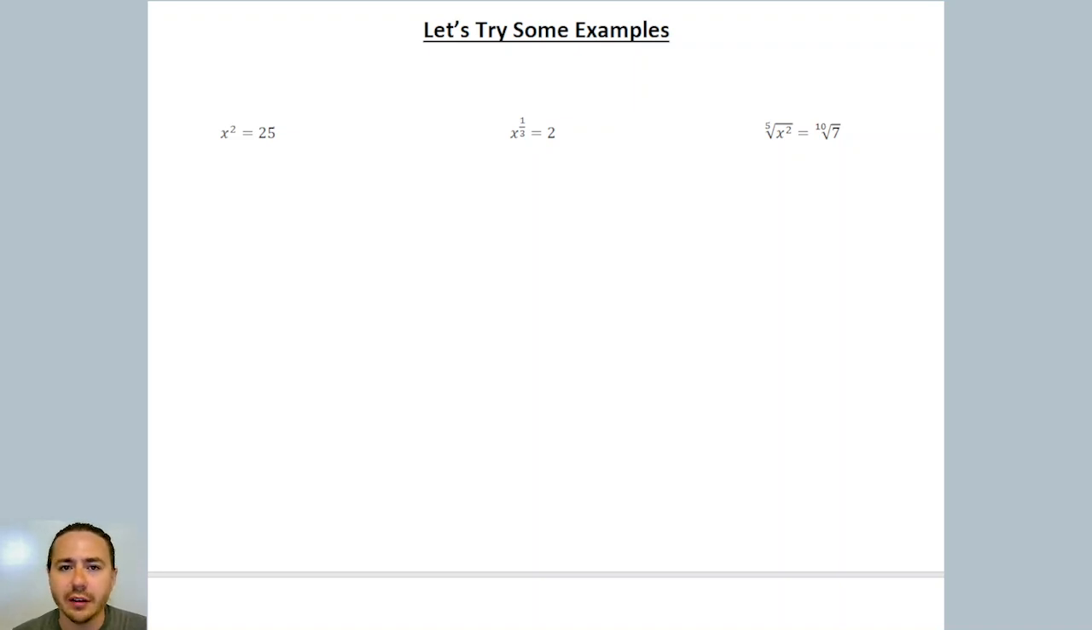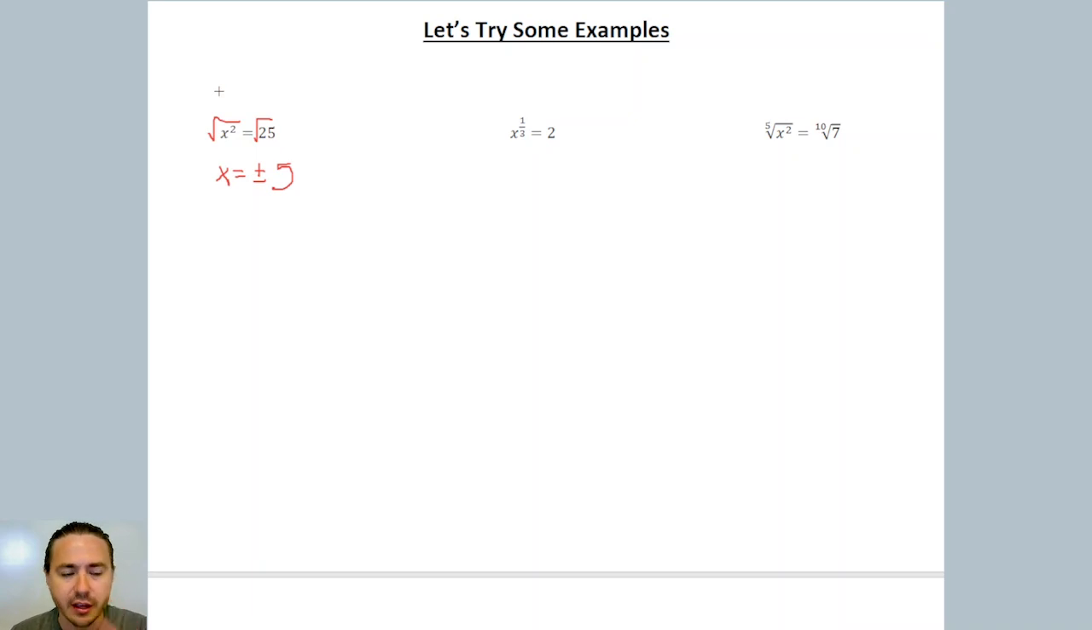If it's odd, then it'll either be positive or negative. It won't be both, so just keep that in mind. Now, I know that's kind of the way you solved it before, right? You would take the square root of both sides and say x equals plus or minus 5. This is sort of how you're taught in Algebra 1 and Algebra 2 to solve this.